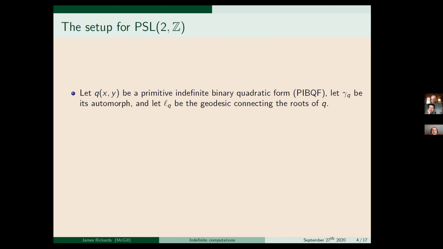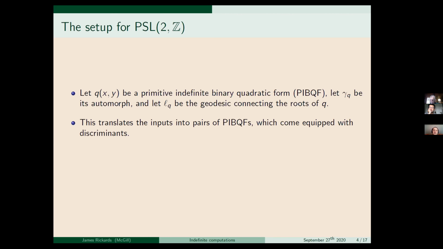Rather than study these hyperbolic elements of these groups, there are actually better interpretations of these elements. For PSL2Z, the better interpretation is primitive indefinite binary quadratic forms, which I abbreviate PIBQF for simplicity. The whole point is that if you have a PIBQF Q, you can take its automorph, and its automorph gives you a primitive hyperbolic element of PSL2Z. And the roots of the automorph are just the roots of Q, so you don't really need to pass to it.